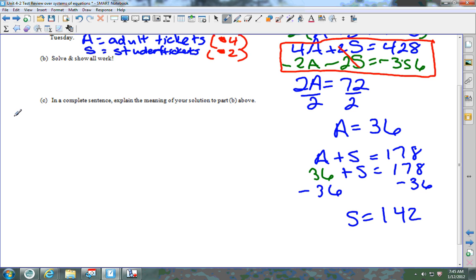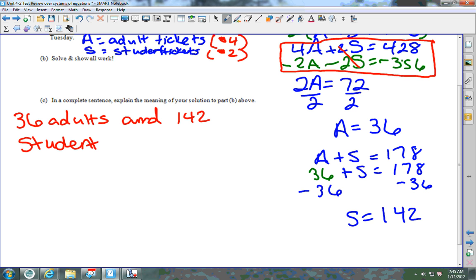Now it says in a complete sentence, explain the meaning of your solution. Well, it means that 36 adults and 142 students attended the basketball game.